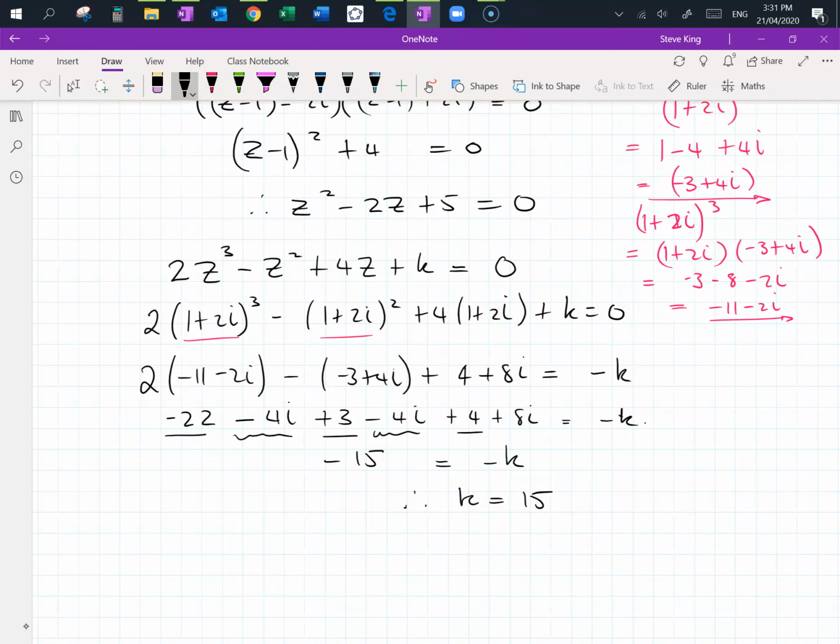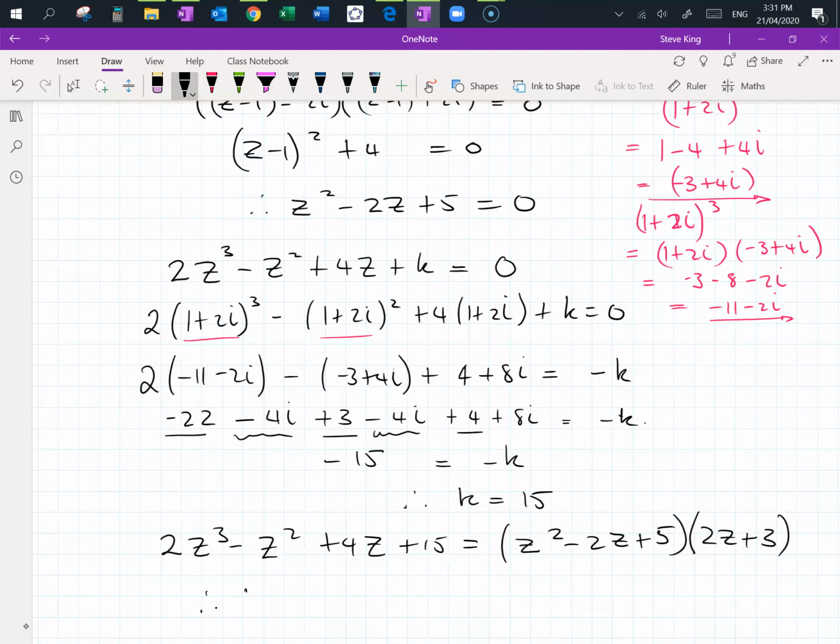In which case, we know that the equation looks like this. 2z cubed minus z squared plus 4z plus 15 is going to equal, and we had our original factor, z squared minus 2z plus 5, times a linear factor. First element's got to be 2z, and the last element has to be plus 3. And so the real root is going to be at z equals minus 3 over 2.